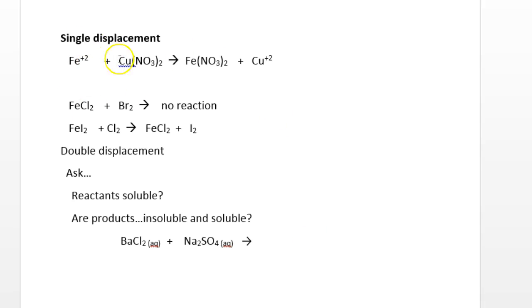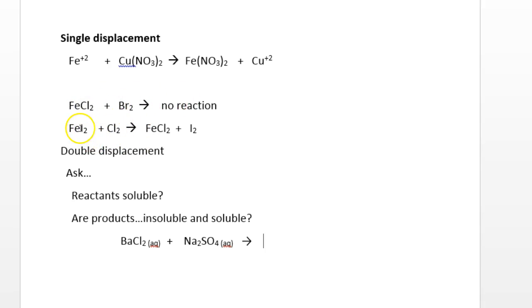And then the single replacement, we're just using an activity series. Is iron stronger than copper or more reactive? If it is, the reaction can occur. If it's not, no reaction. And then we look at these halogens. Is the one that's loose or free by itself, a diatomic molecule like Br2, is it more reactive than chlorine? We find out with this one it's not, so there's no reaction.